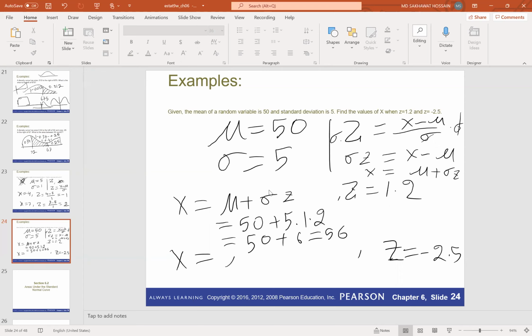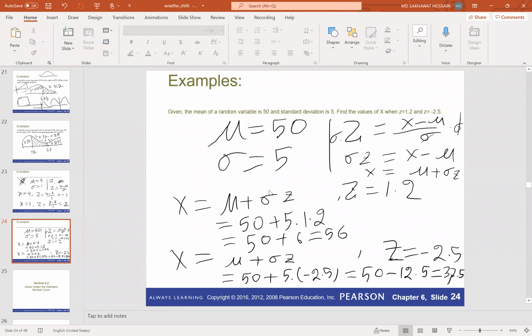So when the z-score is -2.5, then mu plus sigma times the z-score is equal to 50 plus 5 times -2.5. So it will be 50, this is negative, this is positive, so it will be negative 12.5. So it will be 37.5. Yeah, this is 37.5, the value of X.